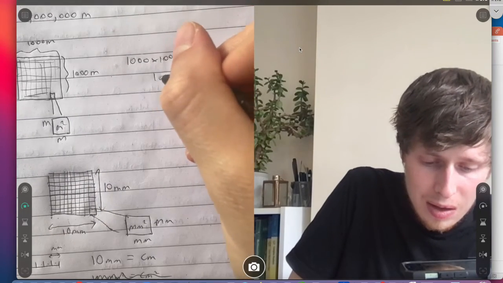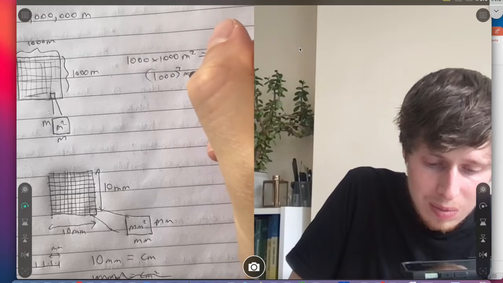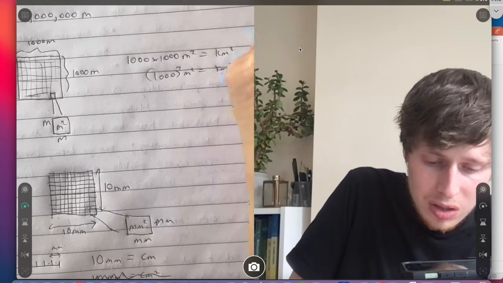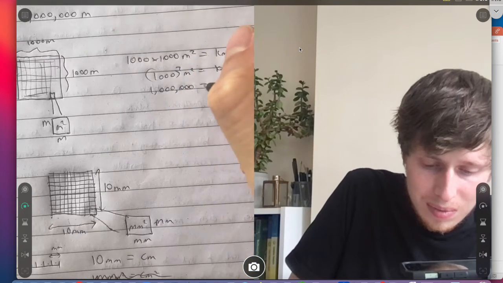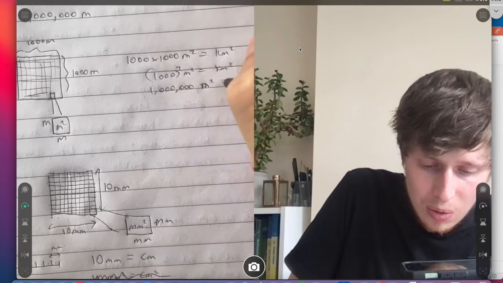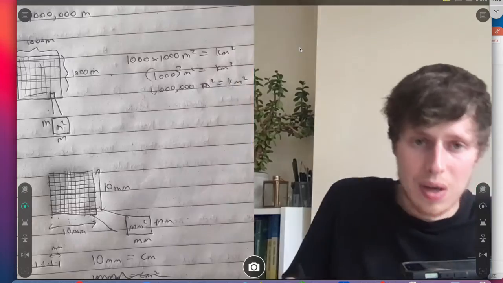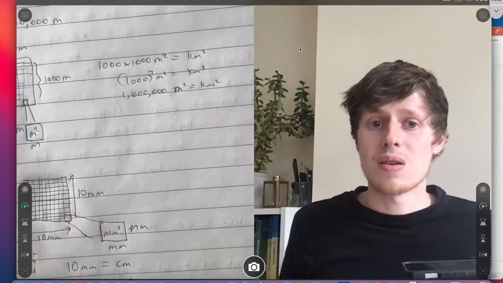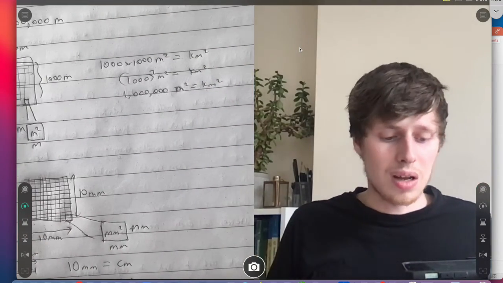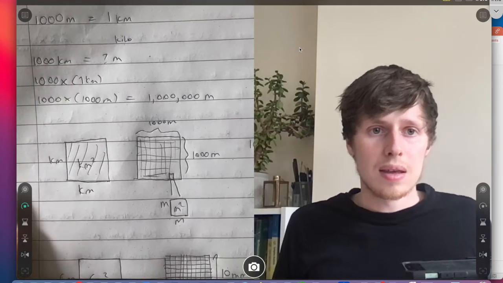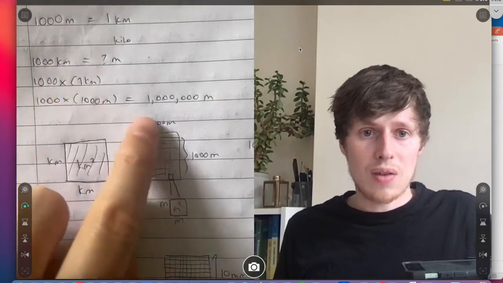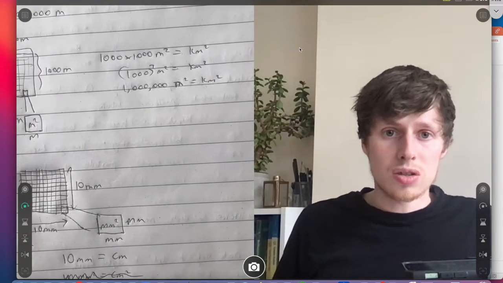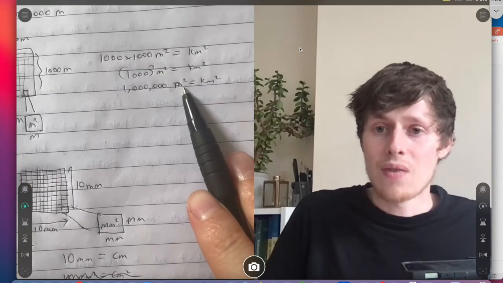That's going to be 1,000 squared meters squared, which, if I want to write out all of those zeros, is 1,000,000 meters squared fitting into a single kilometer squared. So although in 1 kilometer we have 1,000 meters, in just 1 kilometer squared we have 1,000,000 meters squared.